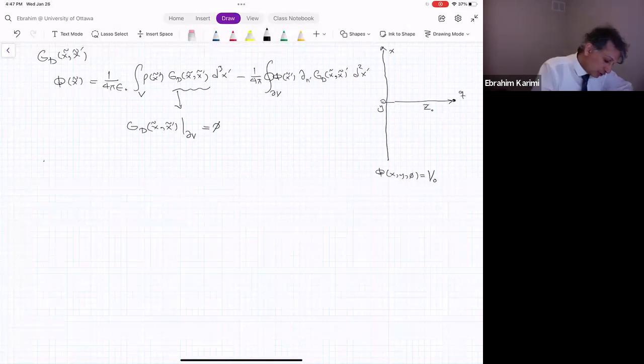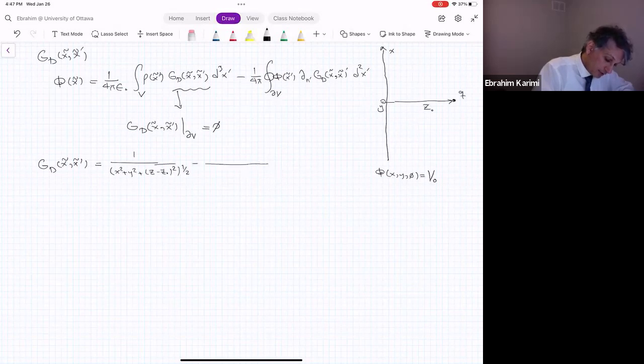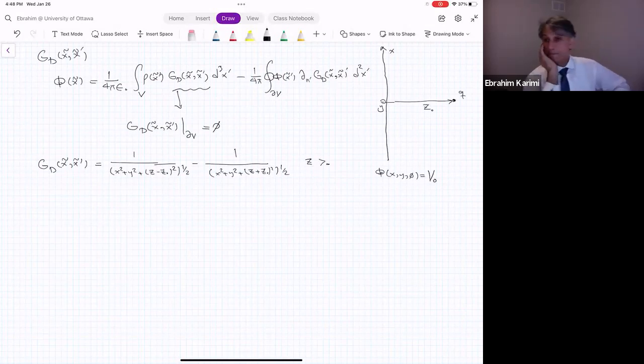Do you remember that for the similar problem we found the GD? What was the GD? It was 1 divided by the square root of x squared plus y squared plus (z minus z0) squared, minus 1 divided by the square root of x squared plus y squared plus (z plus z0) squared, for z greater than 0. Do you agree?